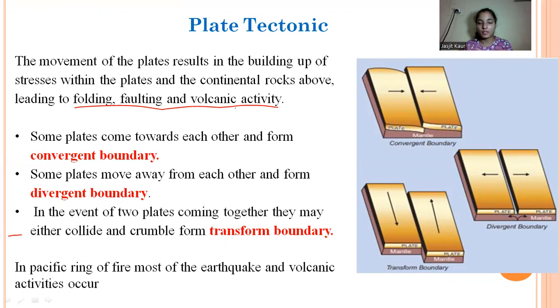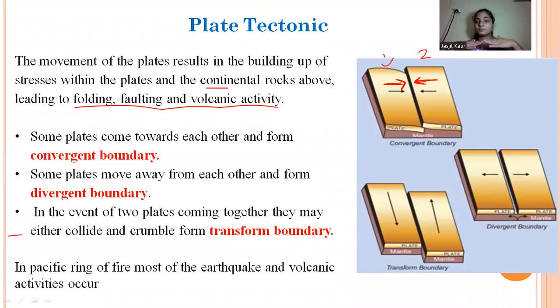So what is convergent plate? Convergent plate means, suppose these are the two plates. One plate is this and the second plate is this. So when these plates collide with each other, when they come close to each other, that will be known as convergent plates. So when they collide or come close to each other, this movement of plates is known as convergent plates.